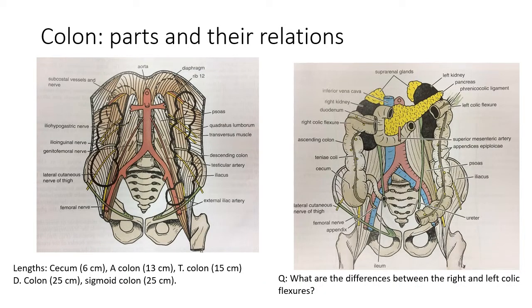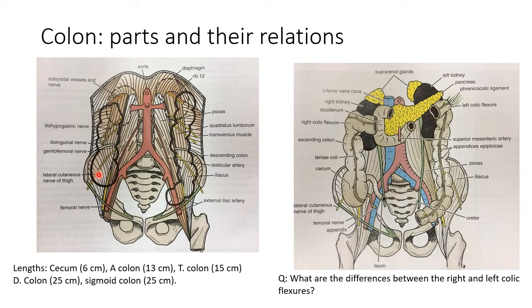Now let's move to the relations. What are the anterior and posterior relations of these parts of the large intestine? Now these are the lengths before we start with the relations. So the cecum is about 6 centimeters long, ascending colon is about 13 centimeters long, transverse colon is about 15 centimeters long, descending colon is the longest, about 25 centimeters long, and the sigmoid, which you don't see over there, is also 25 centimeters long.